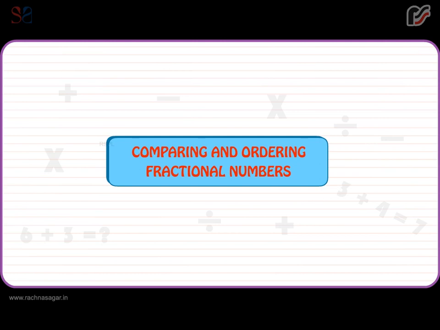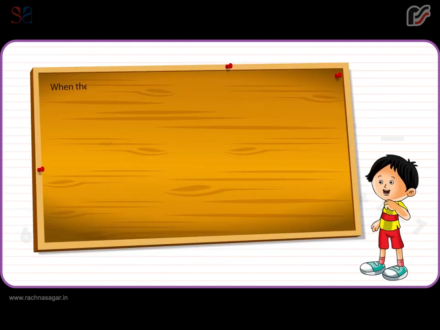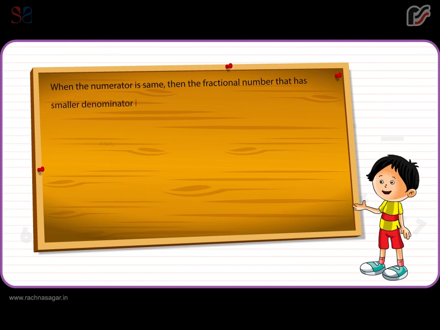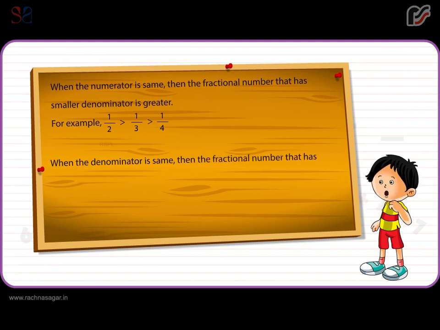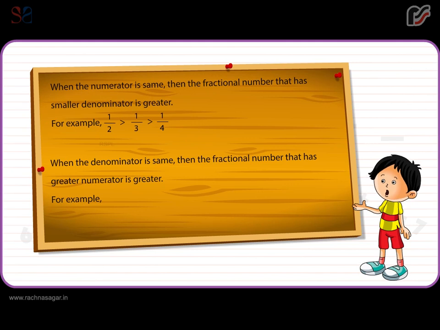Comparing and ordering of fractional numbers. When the numerator is the same, the fractional number that has the smaller denominator is greater. For example, 1/2 is greater than 1/3, which is greater than 1/4. When the denominator is the same, the fractional number that has the greater numerator is greater. For example, 3/4 is greater than 2/4, which is greater than 1/4.